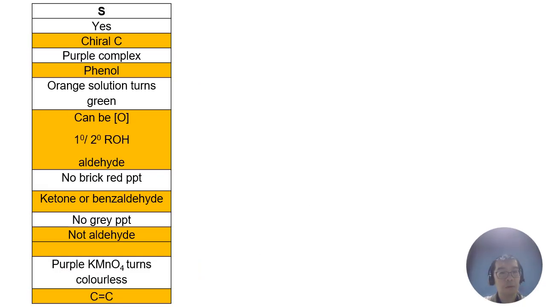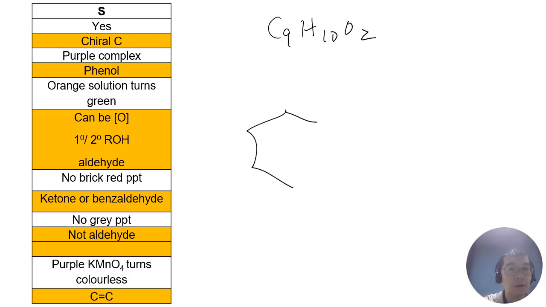Let's now solve for the last compound S. I again will write down the molecular formula, C9H10O2. So we know there is a phenol. So let's draw out the phenol. I have 3 more carbon atoms to play with. I know there is a CC double bond.